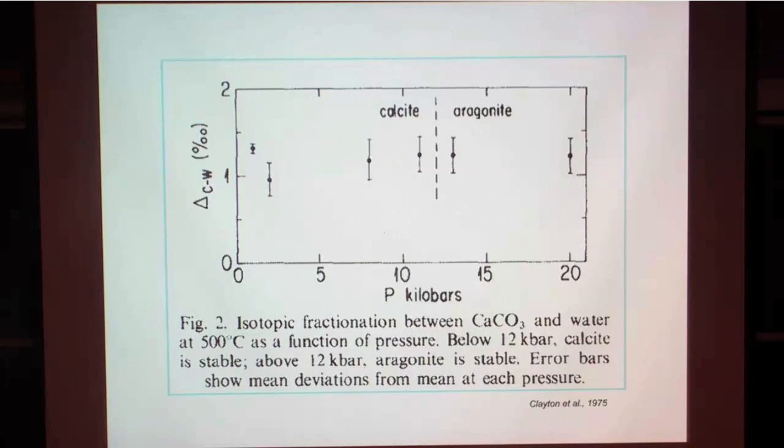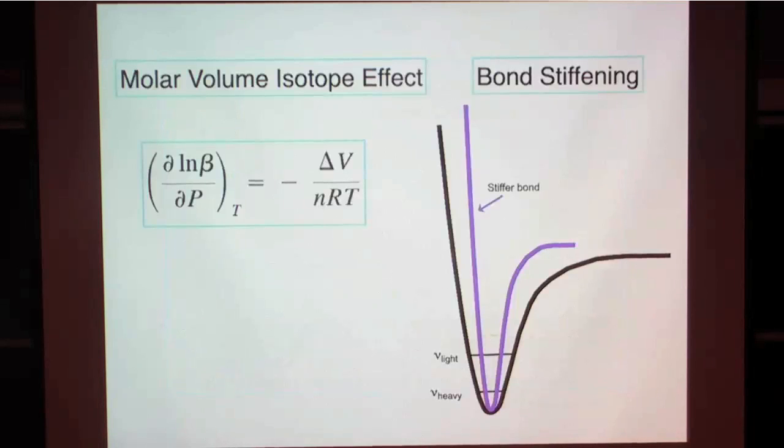But what happens if you go to higher pressure? Should there be an isotope effect? And there are 2 main options or possibilities for why there might be a pressure effect on isotopes. The first is called the molar volume isotope effect. Okay? The change in the fractionation factor as a function of pressure at constant temperature is a function of volume. Because you have that extra neutron in there, your volume can change between your isotopes.